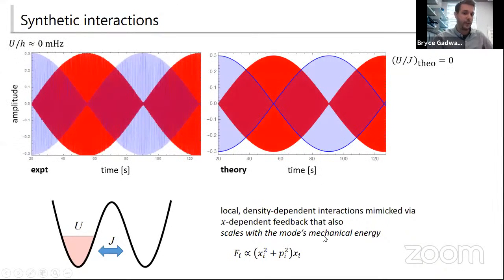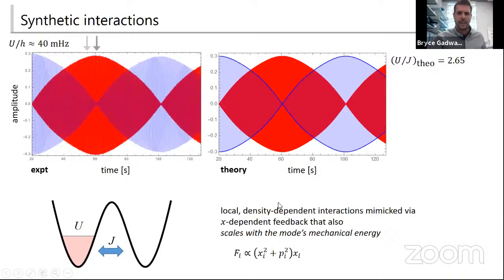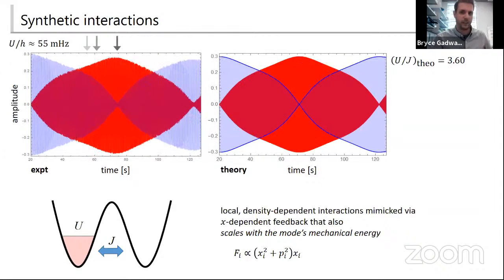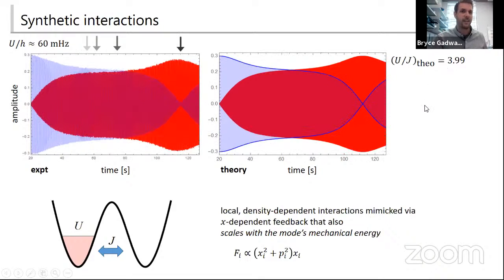And so this is without the shift. You see some nice dynamics that just look like Rabi oscillations. I'm going to put a little arrow here that ticks like the pi time, where energy transfers between my two masses. Here's experiment, here's theory. Here I've increased the interaction. So we see it get a little weird. Here it gets really weird. We're at an interaction over tunneling of around 3.6. Here is sort of maximally weird. Our interaction over tunneling is 3.99.